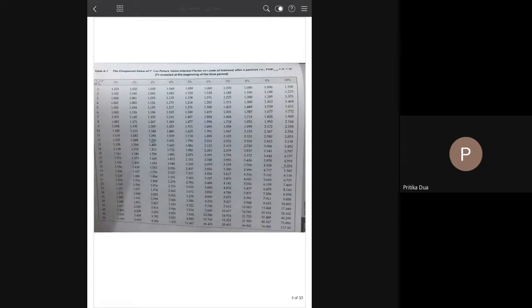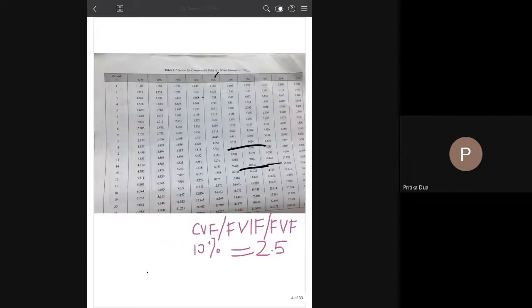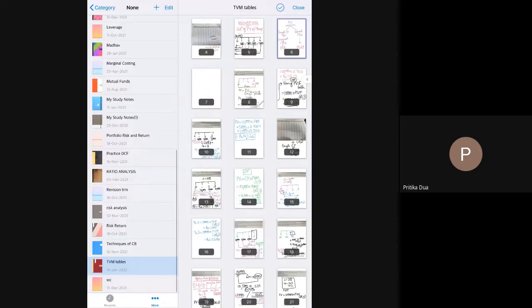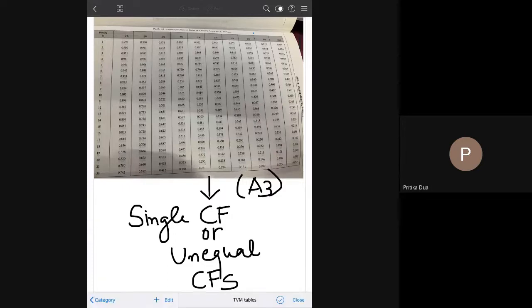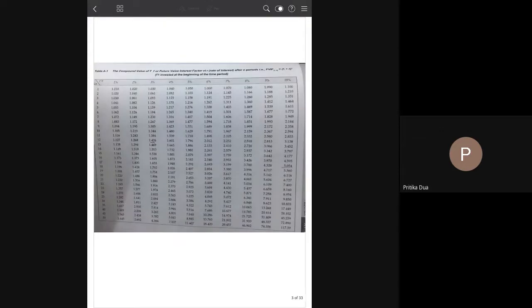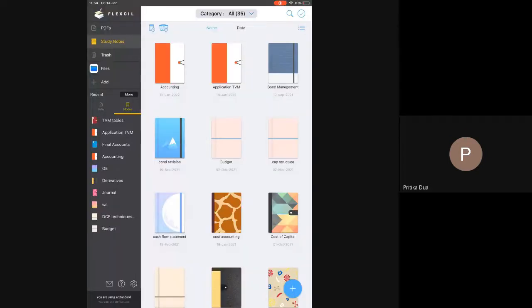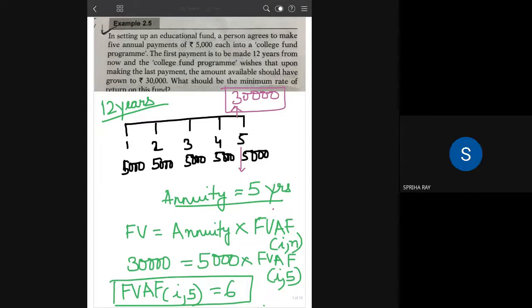Okay, Spreha, you're saying it is coming to 10%. Let me check. Okay, the required table is not here, but it is closer to 9%. Value 6 is falling between 9 and 10%. At 9% the table shows 5.985, and at 10% it is 6.105. So then you can say approximately 9%.